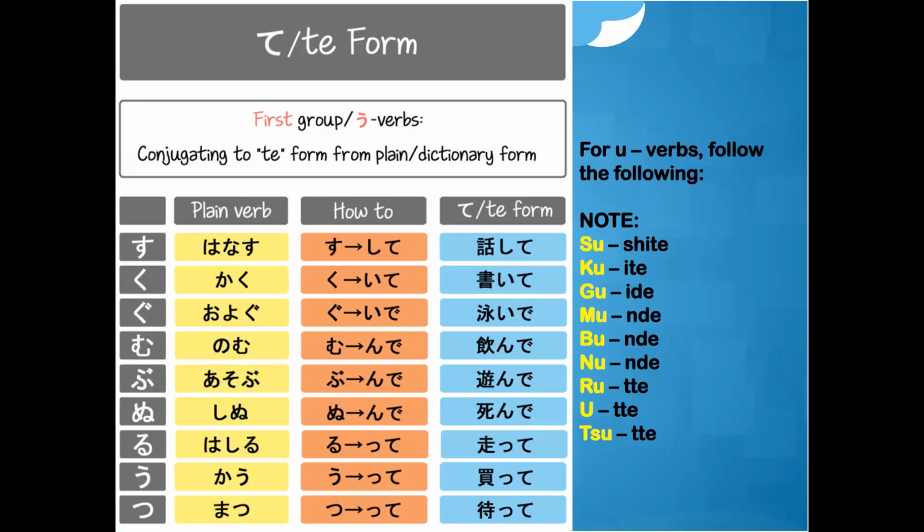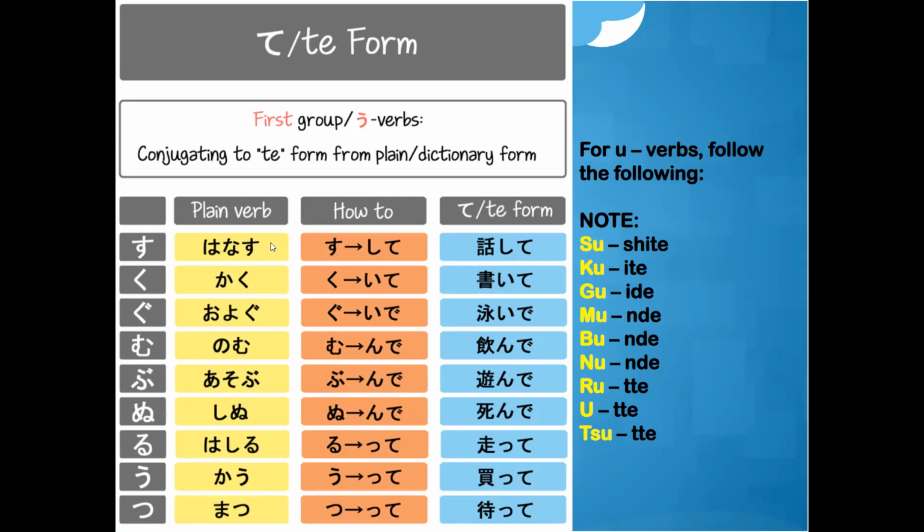So first, we are going to tackle the first group, the U-verbs. So if you notice, it's really important to classify the verbs well in terms of grouping, so you will know how to apply the rules in transforming or conjugating them into the masu form, the te form, and the other forms of conjugation. So let's start with the first group, the U-verbs. In here, you just need to remember their endings.